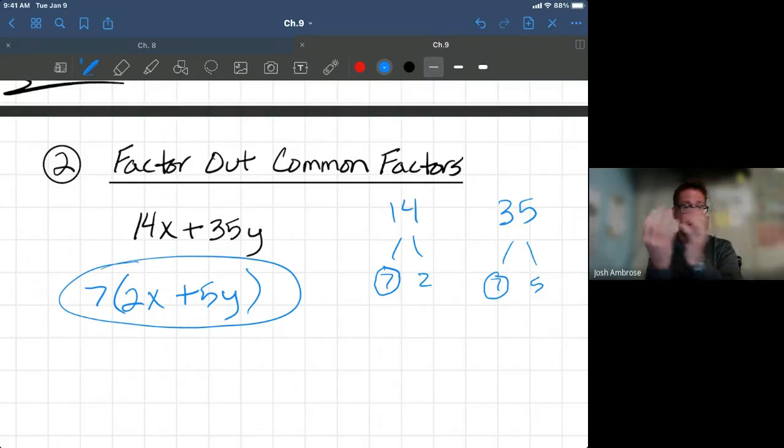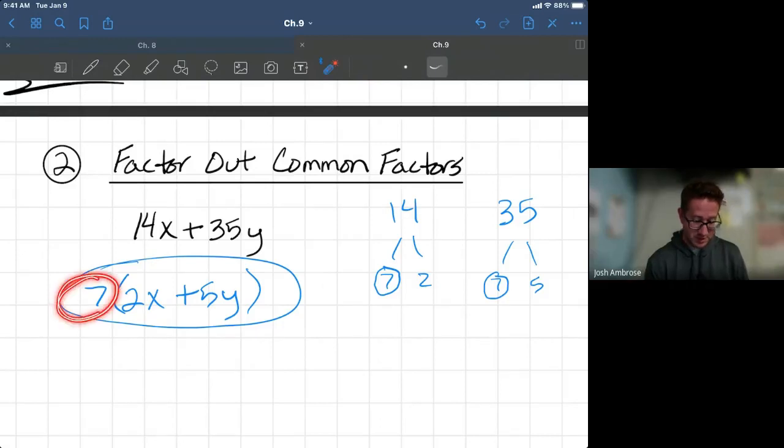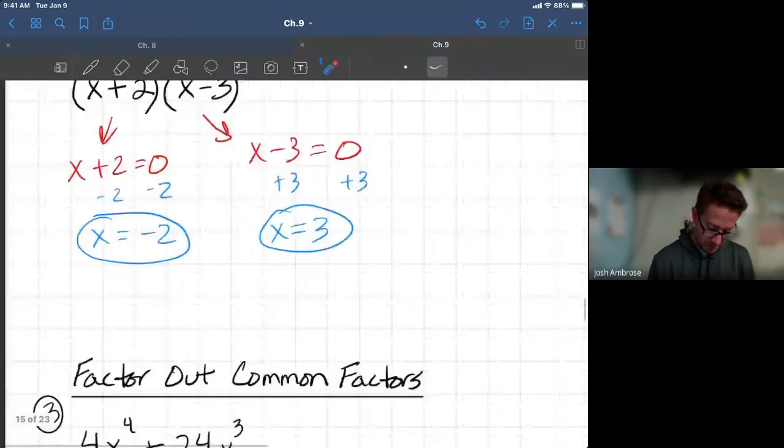You factor out what they share, then rewrite in parentheses what's left over. But you can never forget what you factored out. That has to be written outside the parentheses. It doesn't just disappear. It's still there. All right, let's do another problem.